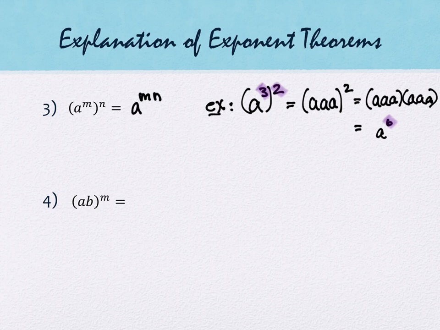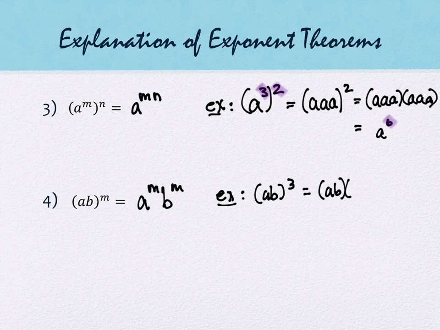The next one, I said that we were going to distribute a to the m, b to the m. And we'll do that with 3's. So (ab) to the 3rd should be ab times ab times ab. That's what it means, right? It has ab written 3 times. But I'm actually allowed to regroup, and I'm going to put my a's at the front and my b's at the back. And we've seen the properties that allow this to happen.